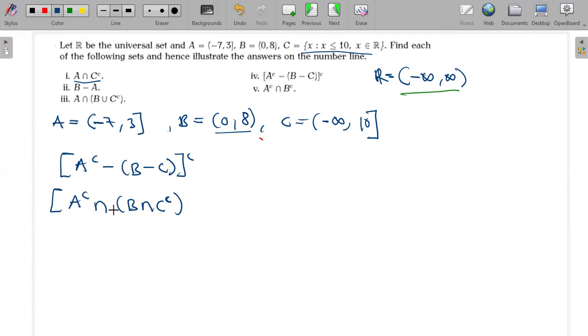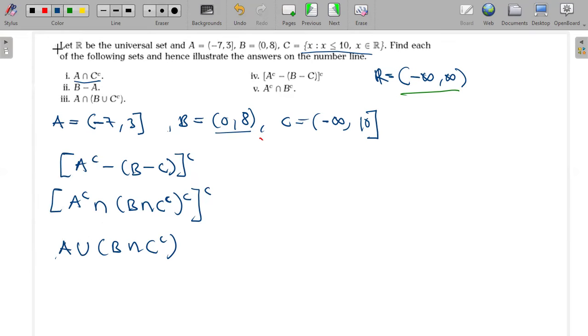Because here we removed the difference, we put intersection, so the complement comes here and then the complement outside. Now distribute that complement, and you just get A, and then by De Morgan's law, this flips from intersection to union, and the complement goes on B intersect C complement. So this is what you're going to get. Can you erase this now?